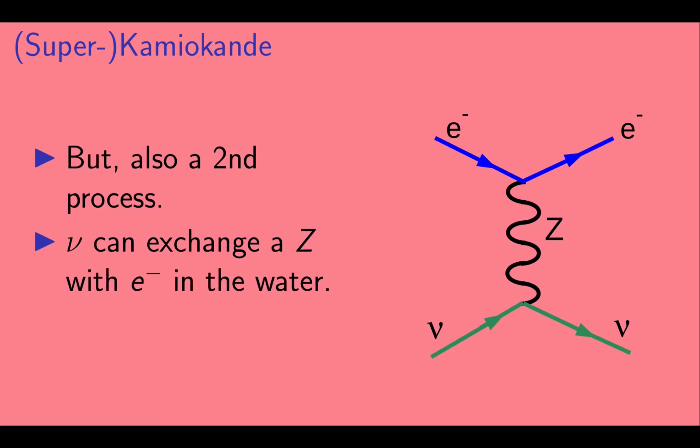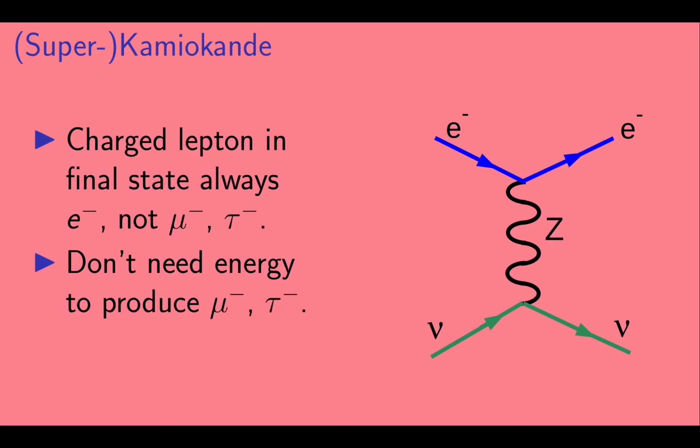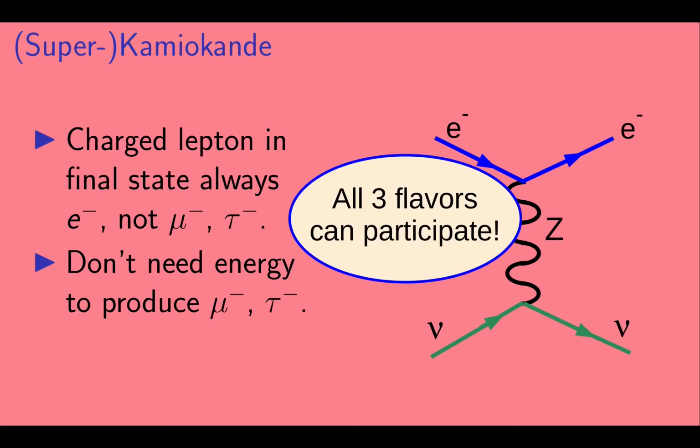But there is also a second process. An incoming neutrino can exchange a Z boson with an electron in the water. Here, the charged lepton in the final state is always an electron and never a muon or tau, regardless of the flavor of the neutrino that entered the detector. So there aren't any issues with needing energy to produce a muon or tau, and all three flavors of neutrinos can participate in this process.